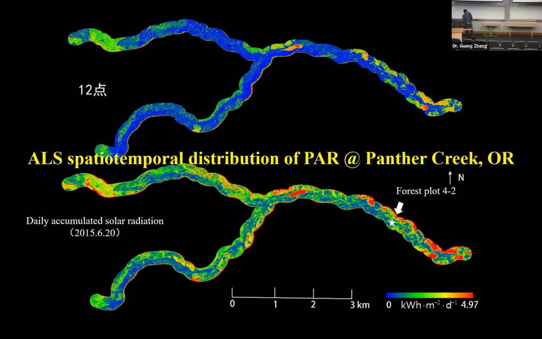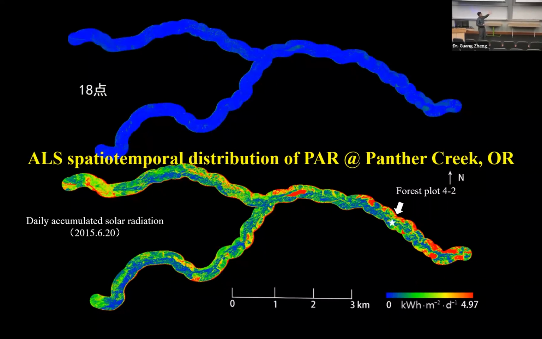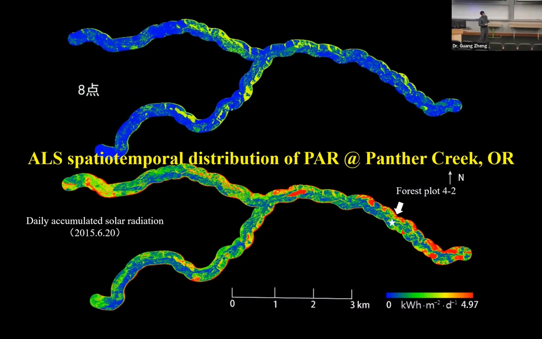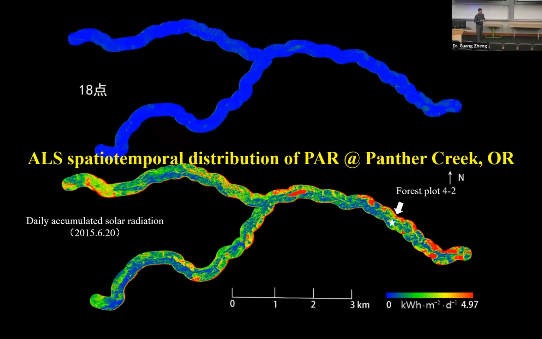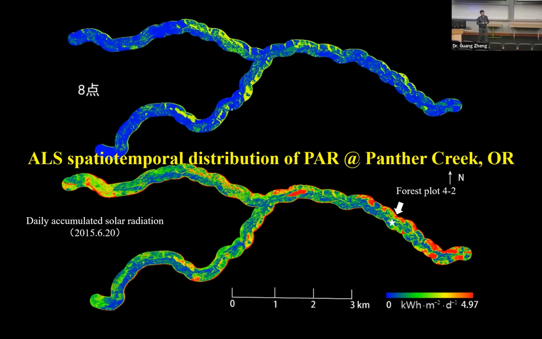We also apply similar methods at larger scales. This is a Pacific watershed in Oregon state, where we calculated the PAR spatial and temporal variation distribution patterns. And what's the purpose of this kind of data? Is there any usage? Yes.